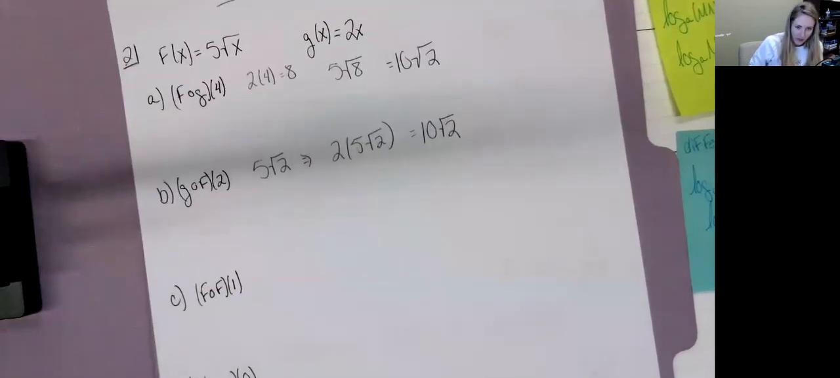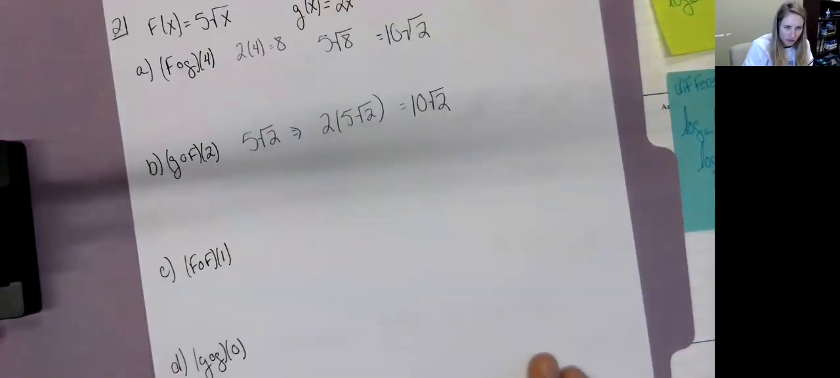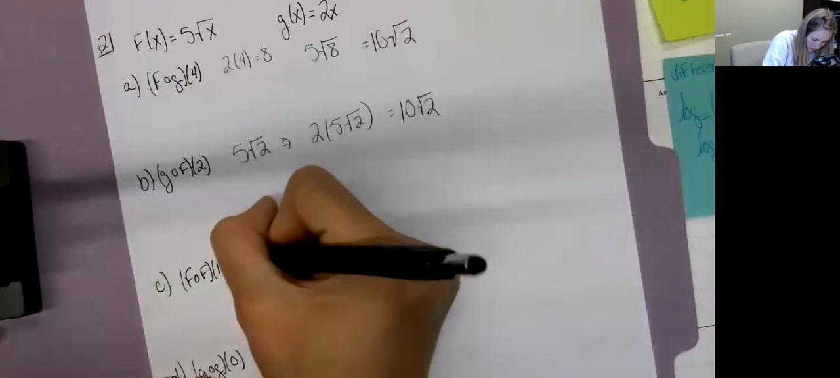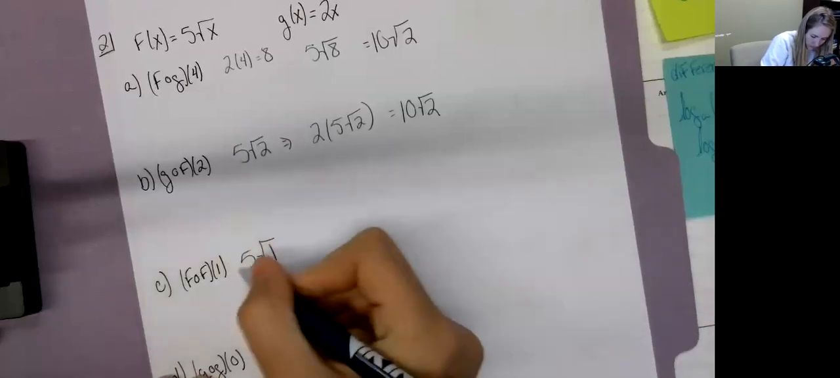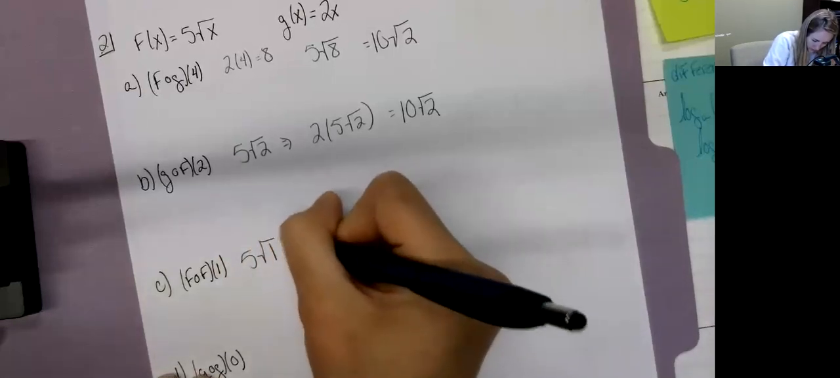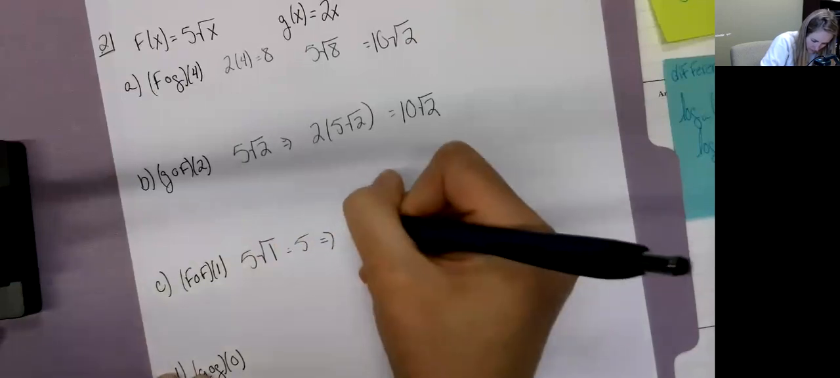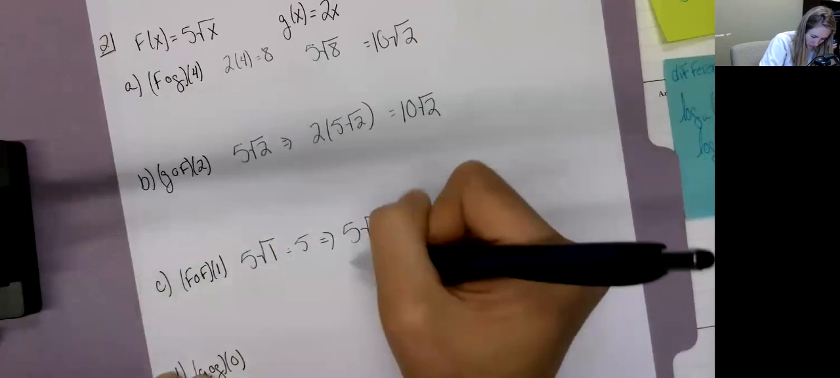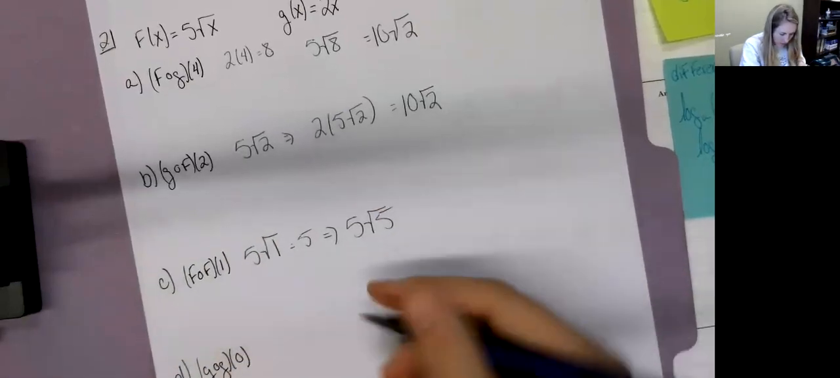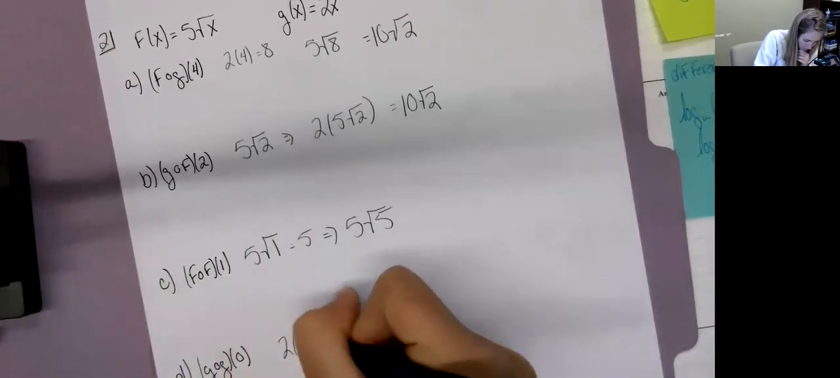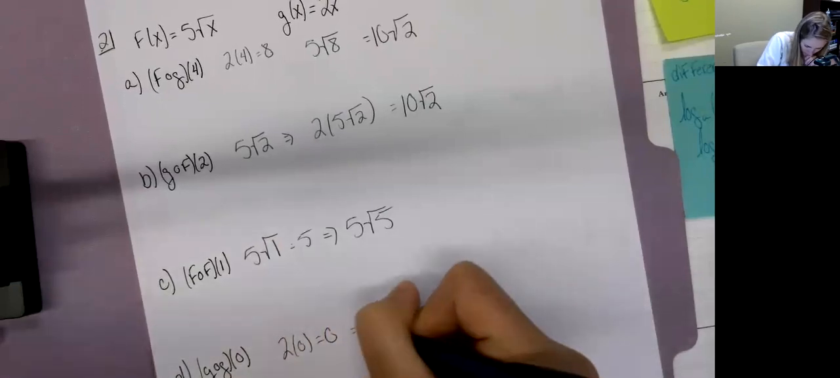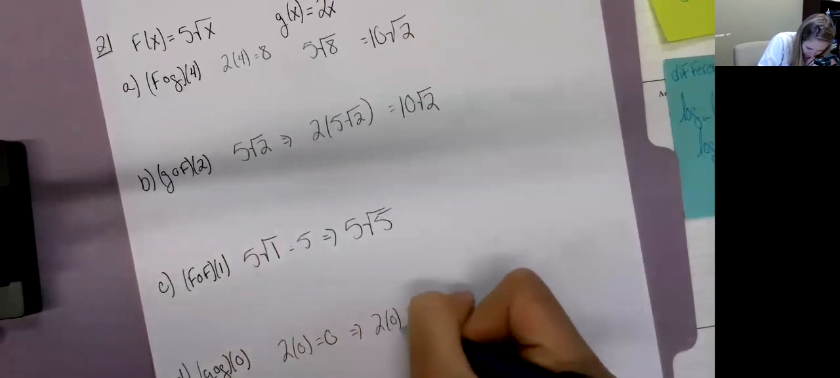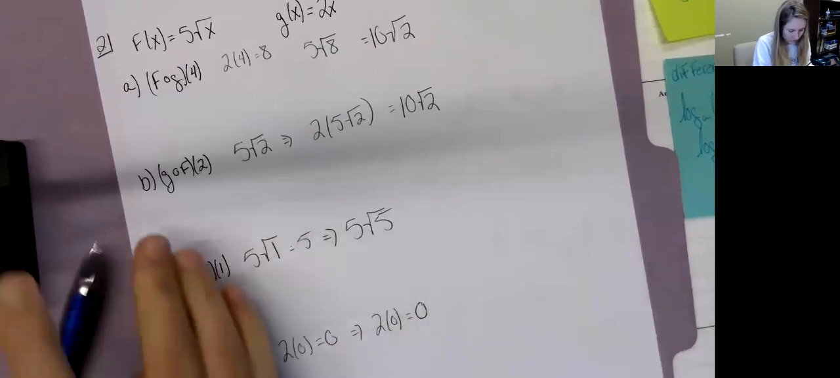All right, then we have our f of 1. So we're going to have 5 square root of 1, which would be 5. Then we're going to put that into this one, 5 square root of 5. That doesn't reduce. So that would be that answer. Then here we'd have 2 times 0 equals 0. And then we'd do it again. 2 times 0 equals 0.